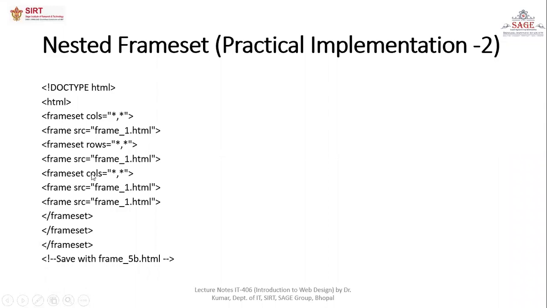So this column frameset is closed. I again close the frameset. So here the frameset of the rows is closed, and the frameset columns is closed here. Right, now I'm showing the example.